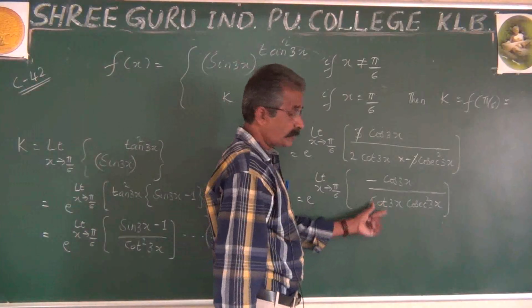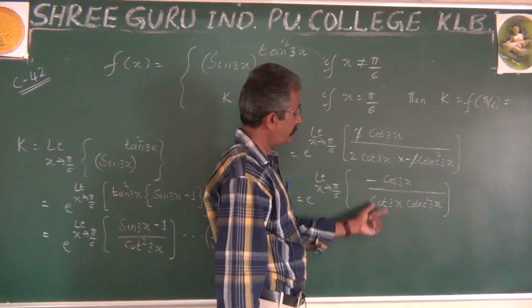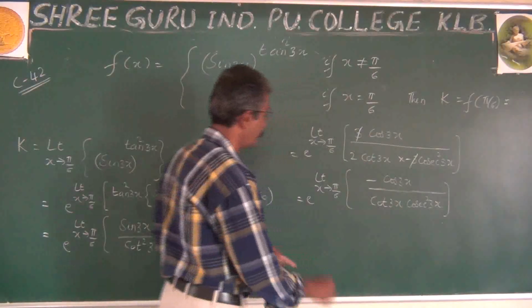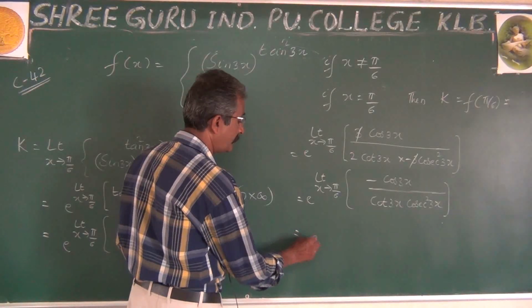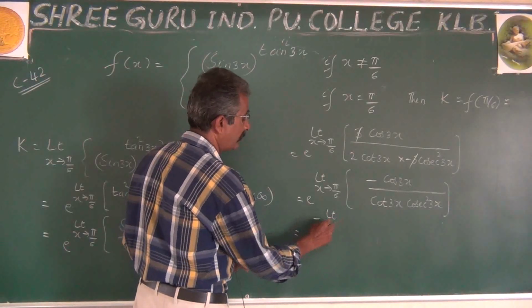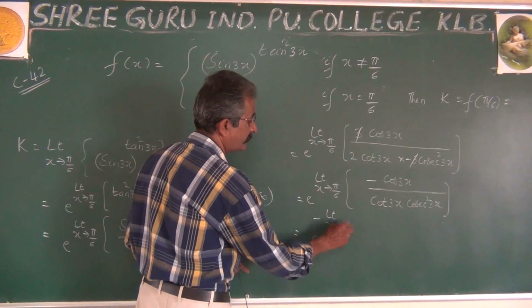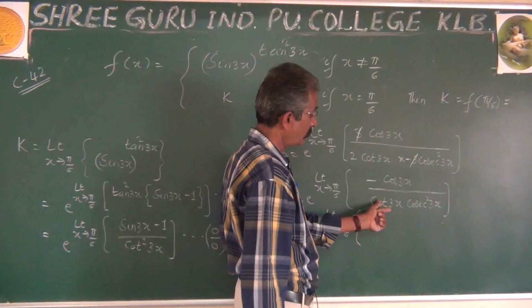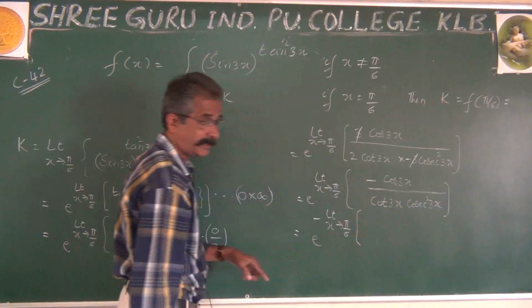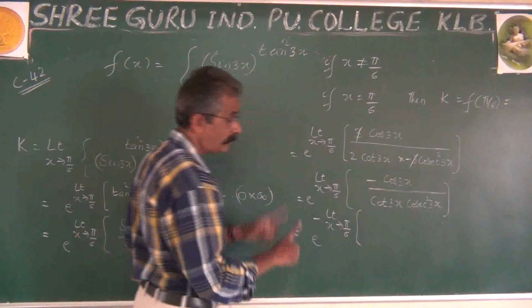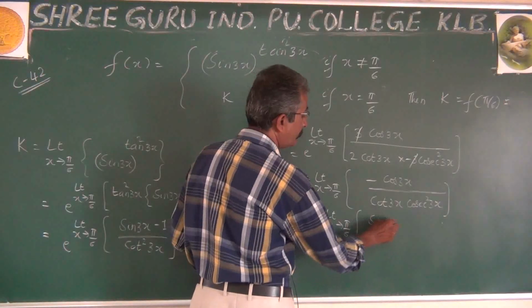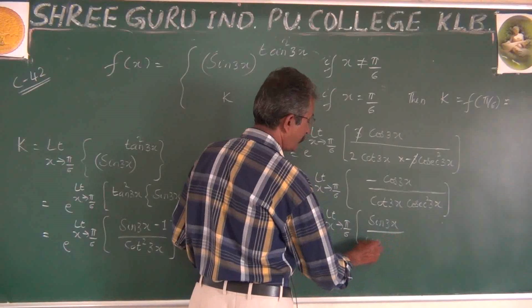What is cot? Cos by sine. On that basis one cos term will cancel out, sin 3x will go to the numerator. That means e raised to minus limit x tending to pi by 6. Here cot 3x means cos 3x by sin 3x. So cos 3x cancels out, sin 3x will go to the numerator. Sin 3x divided by cosec square 3x.